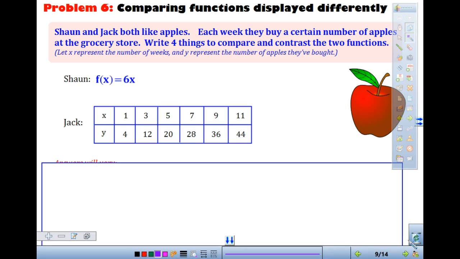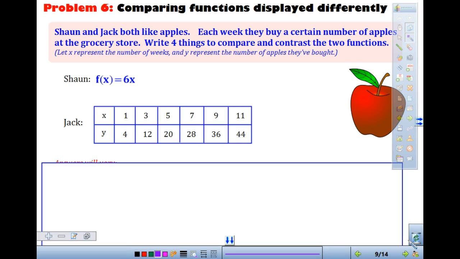Comparing functions that are displayed differently. These last two, and then we're going to get you started. Sean and Jack both like apples. Each week they buy a certain number of apples at the grocery store. Write 4 things to compare and contrast.